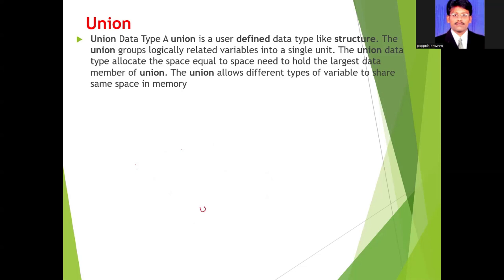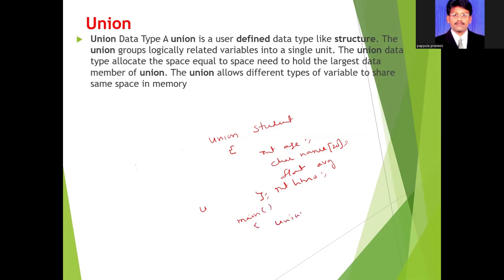How can we declare a union? Union is similar to structure. Union, int age, char name of 20, float average, and one more, int roll number. We assume these are the variables. Now main, so union student, we assume. How much memory is allotted?